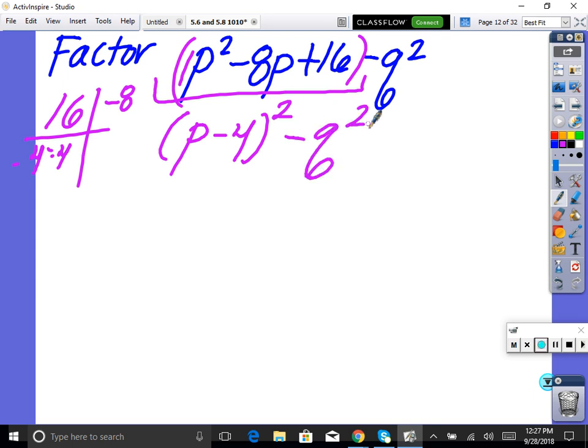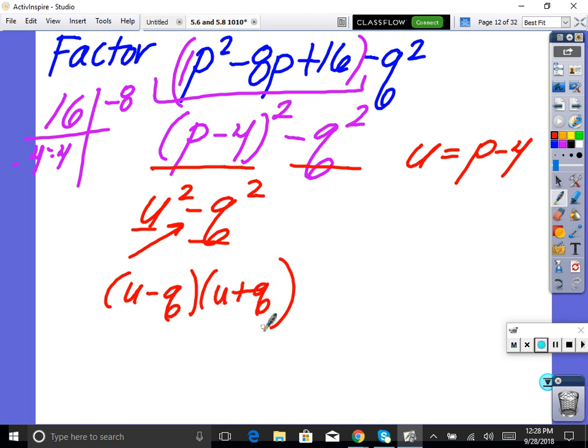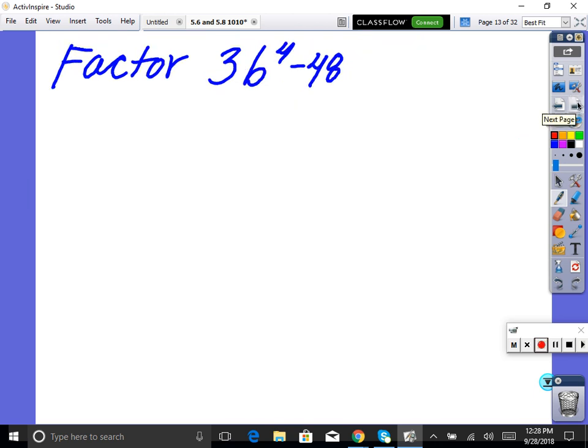Now we have, once again, we've just noticed, we still can factor this because we have two perfect squares. I'm going to do a U-substitution to make my factoring easier. So then we have u squared minus q squared. We have two perfect squares with a middle term canceled out with a minus sign, which will give us conjugates. Then insert back in what we're dealing with here. So we have a p minus 4 minus q, and then we have a p minus 4 plus q. And we're done.